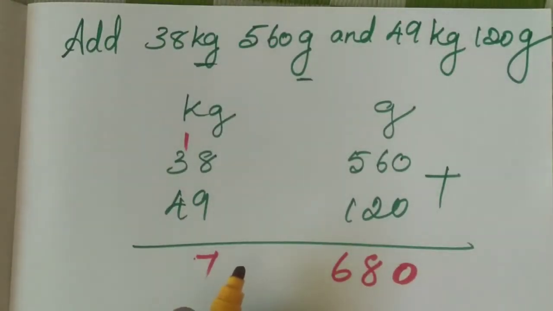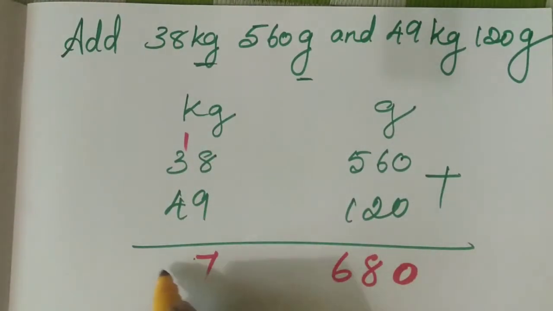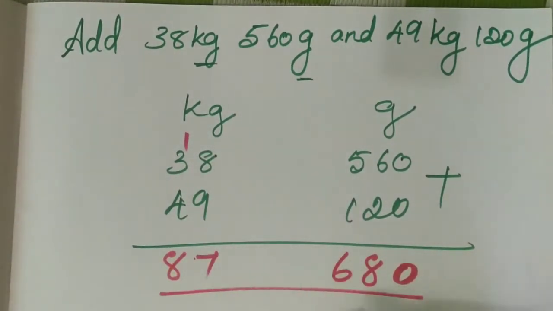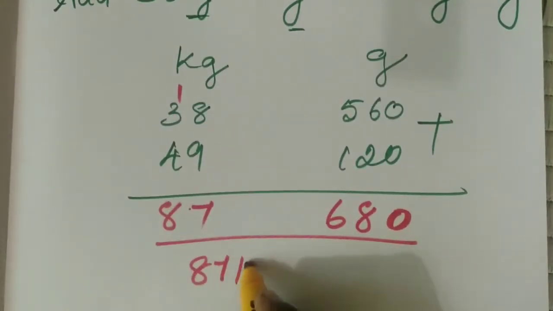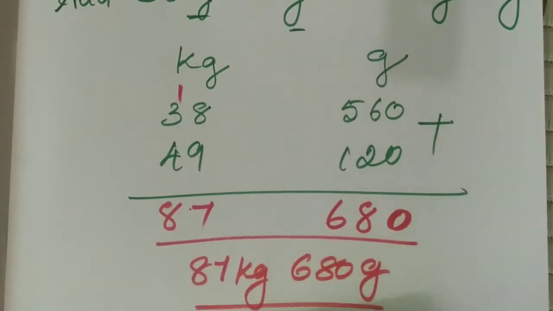Now 3 plus 1, 4. 4 plus 4 gives you 8. So the answer is 87 kg, 680 gram. This is the answer. Okay, very simple.